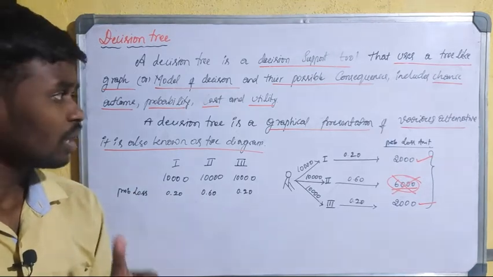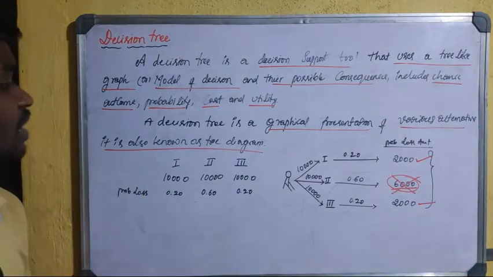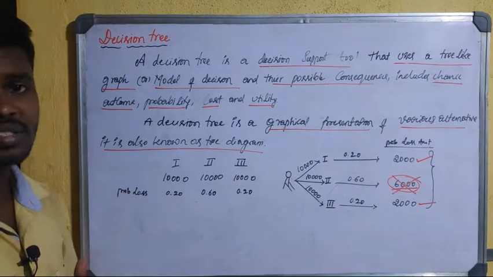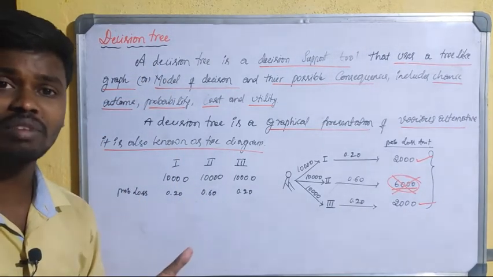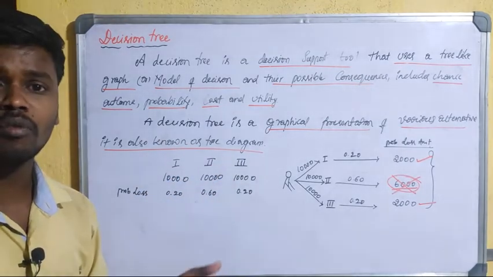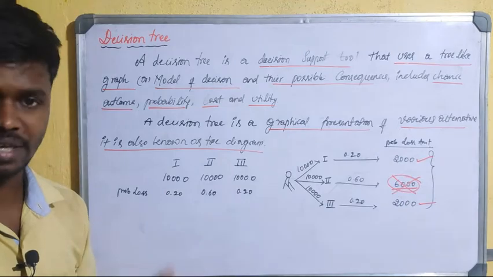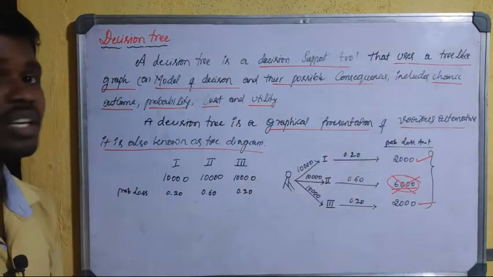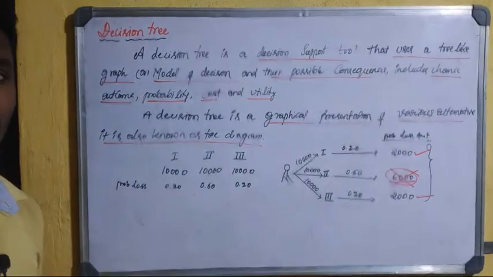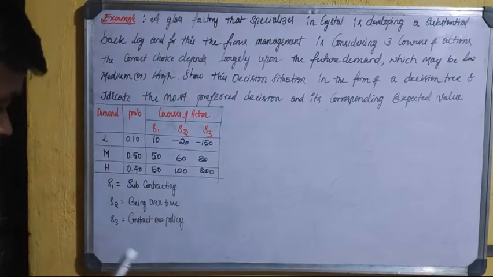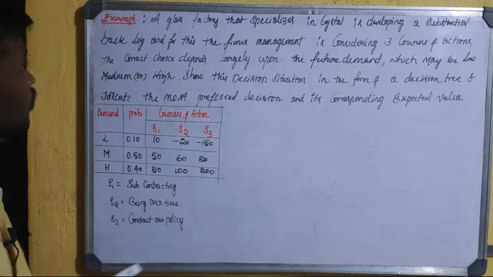Okay, next I will give you an example problem for this decision tree analysis, that is how to represent the various alternatives in a decision tree and how it will be helpful to take the necessary quick actions. So let's take the example problem for this decision tree analysis. See the example problem based on the decision tree analysis.